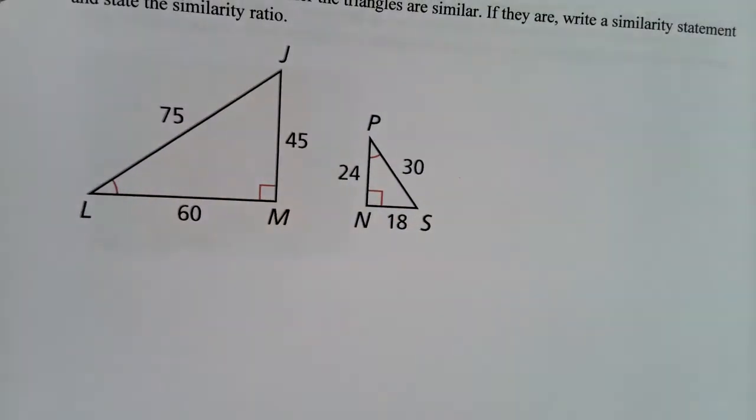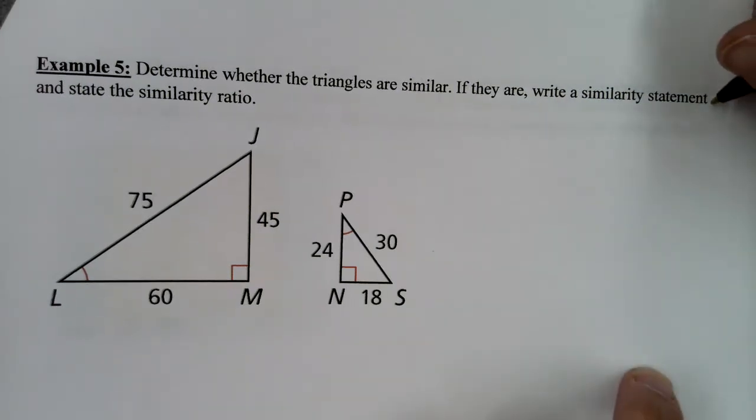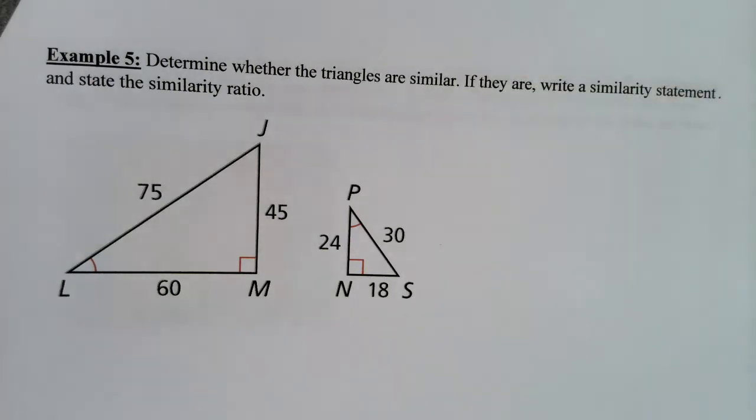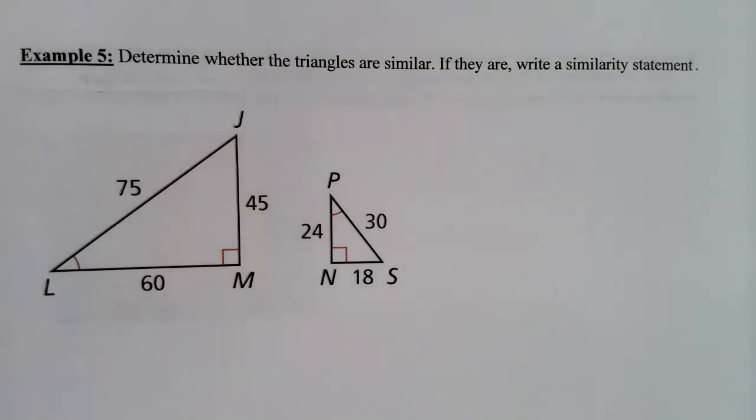Let's try example 5. Determine whether the triangles are similar. If they are, write a similarity statement. I'm not going to worry about the similarity ratio for this. We can do it if you want, I just don't want to focus on that. Let's just do the top line. I want to focus on the bottom part for now. I want to do this problem right here. I just want to figure out, are the two triangles similar? And if they are, let's write a similarity statement. That's all I want to do for this one.